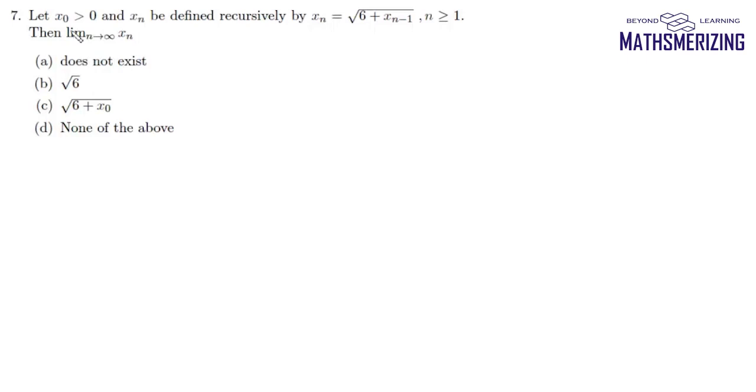Now question number 7 is, let x naught be greater than 0 and xn be defined recursively by xn equals under root of 6 plus xn minus 1, where n is greater than or equal to 1, then this limit as n tends to infinity of xn is. Now we can write this xn as under root of 6 plus xn minus 1. We can write this as xn square will be 6 plus xn minus 1.